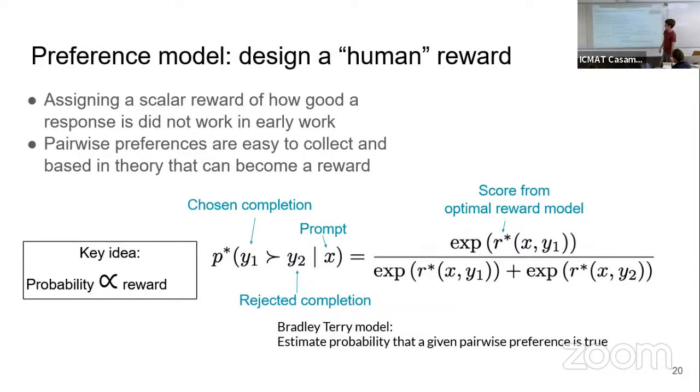So this is where the Bradley-Terry model enters the scene. It's a very basic model. Maybe we have some prompt here, and we have two completions, I1 and I2. We can define the probability that we prefer I1 versus I2 as this ratio, which is nothing more than the ratio of the rewards, normalized. The reward can be positive or negative, so we take the exponentials and then normalize to compute a probability.